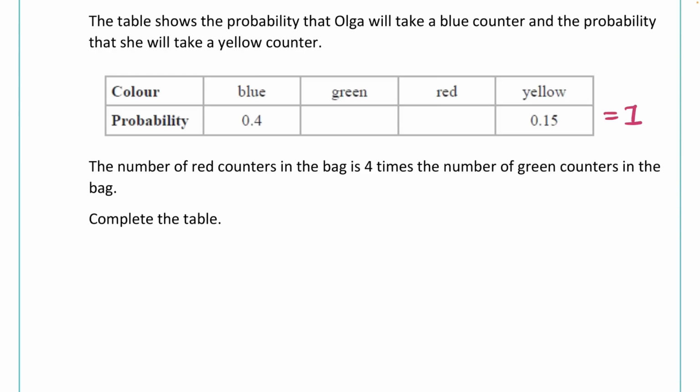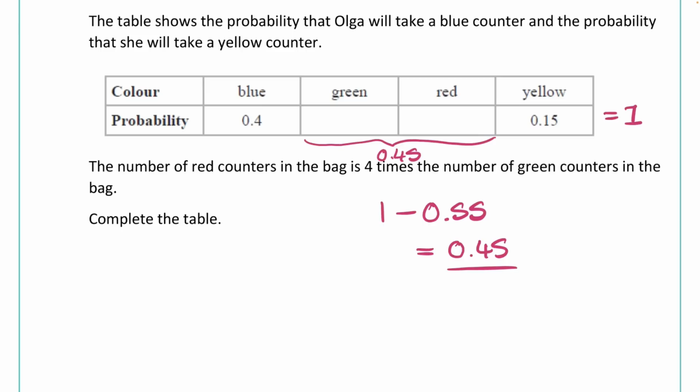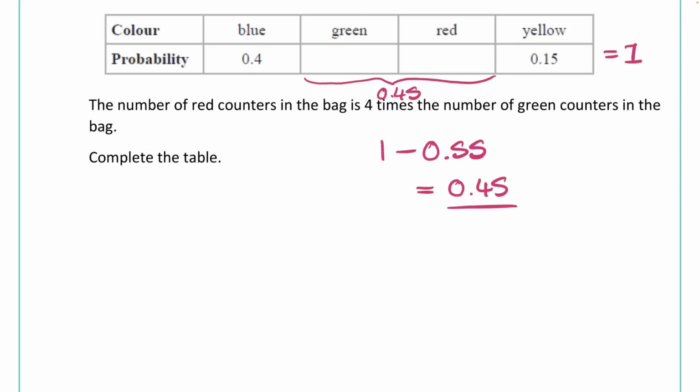So 0.4 plus 0.15, that adds up to 0.55. So if we subtract that from 1, take away 0.55, that leaves us with 0.45 left over. Now that 0.45 is spread between these two boxes, but it says red is 4 times the number of green. Now when you're given that kind of statement, one being 4 times the size of the other, that can be written as a ratio. So we can write it as red to green. Red is 4 times the other, so that is the ratio 4 to 1.